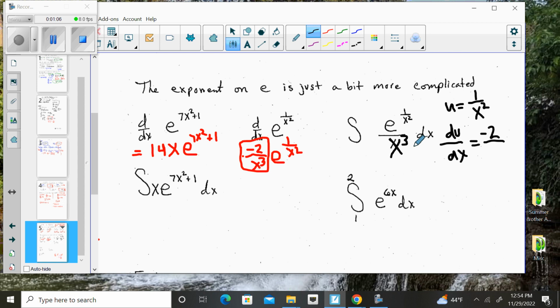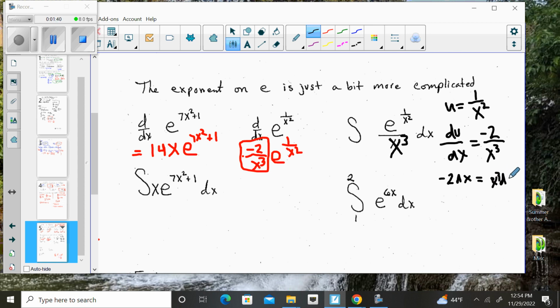So for this problem to work, I had to make sure my denominator contained the derivative of u, so that I can get that x cubed to cancel. Solving for dx here is just a little bit more complicated. Let's think in terms of cross multiplying. So I get negative 2 dx. This is not quite as simple as it usually is. Equals x cubed du.